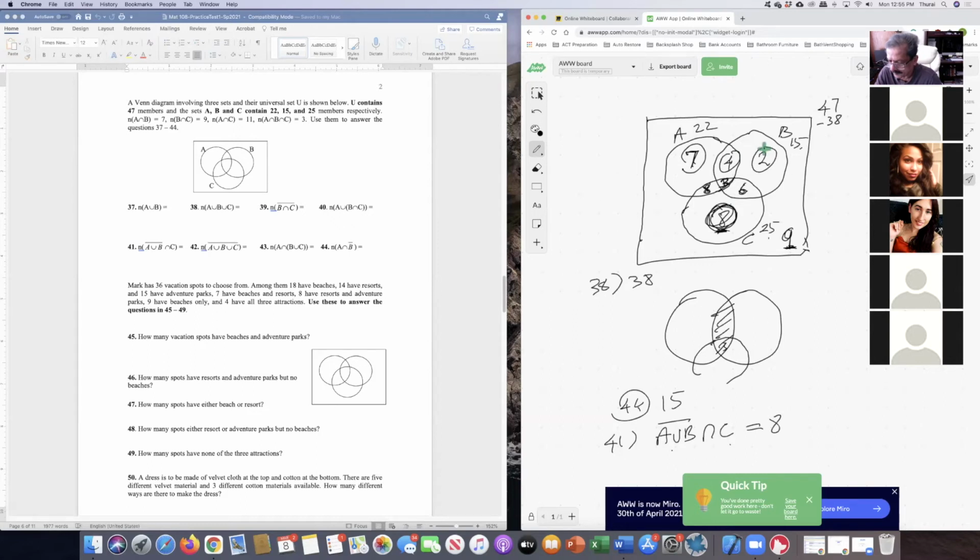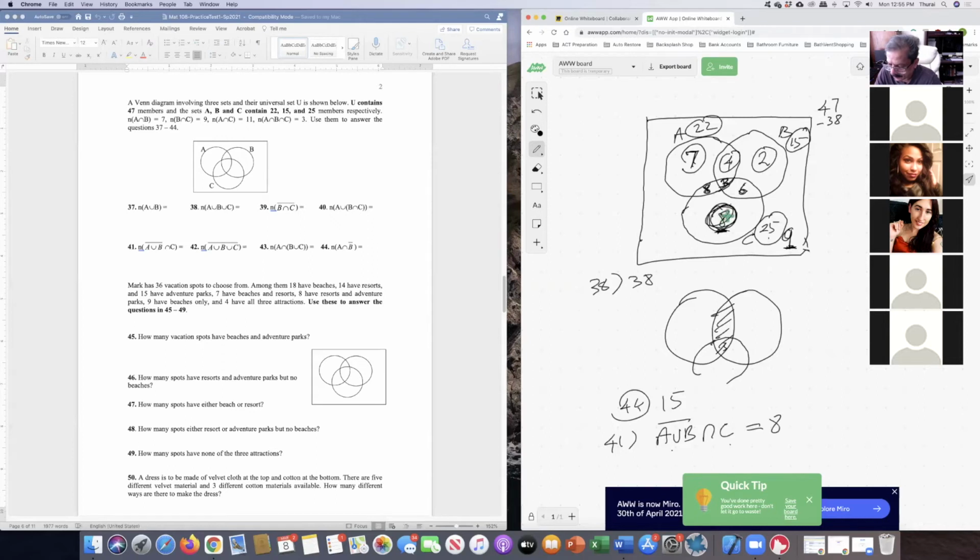Oh, okay, because the numbers that are in the intersection are also in the other circles? Right. You cannot just add the sets 22, 15, and 25. If you add them, you're counting the intersections more than once. Okay, that would be including it 3 times. Right. That's why you had to really add the sections.